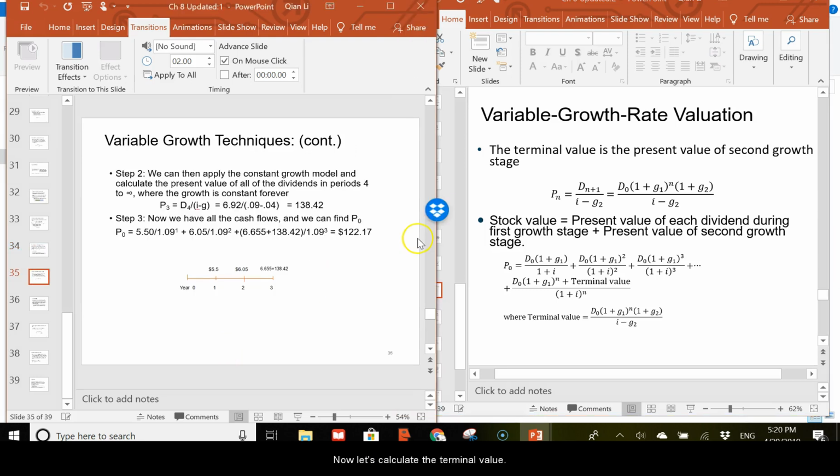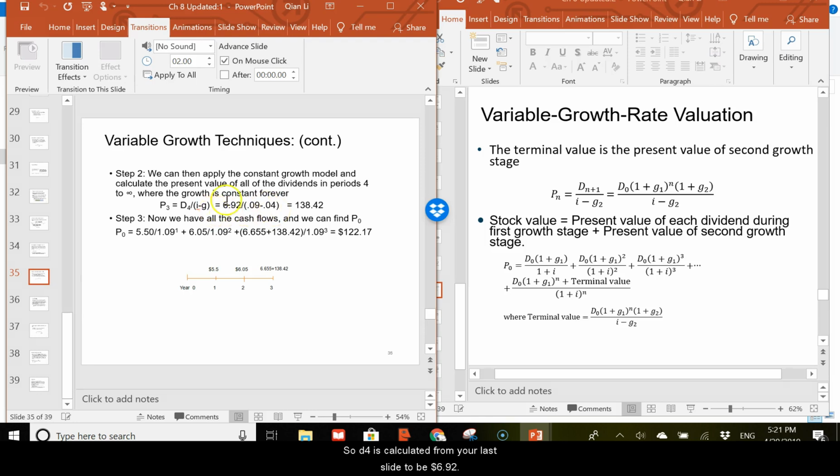Now, let's calculate the terminal value. So we calculate P3 as the terminal value. If you look at this one and the one here, you realize we just applied this formula. Well, n is 3 for this question. So P3 is D4 divided by i minus g2. g2 should be the low 4% growth rate.